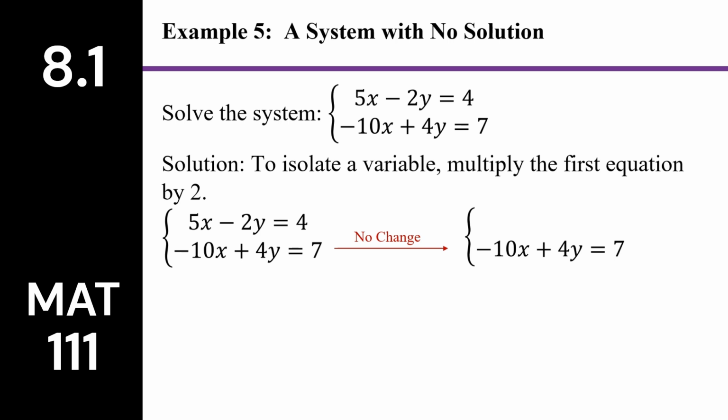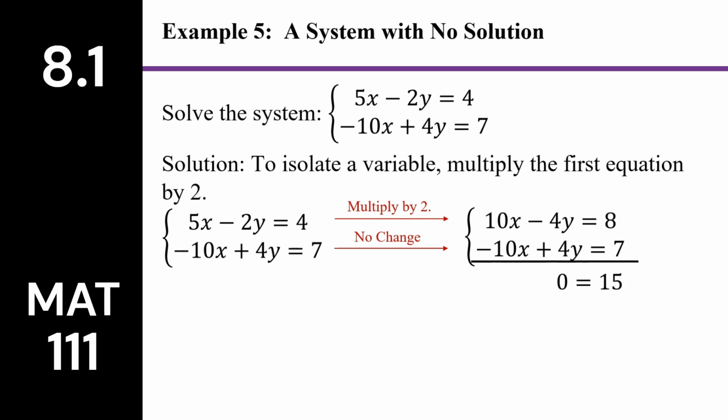We'll use the addition method, because if we keep the bottom equation the same, and if we multiply the top equation by 2, then our x terms will line up. 5x times 2 is 10x, and note that those will cancel in a moment when we do our addition. We then multiply the -2y times 2, that's -4y. And finally, we multiply the 4 by 2, and we get 8.